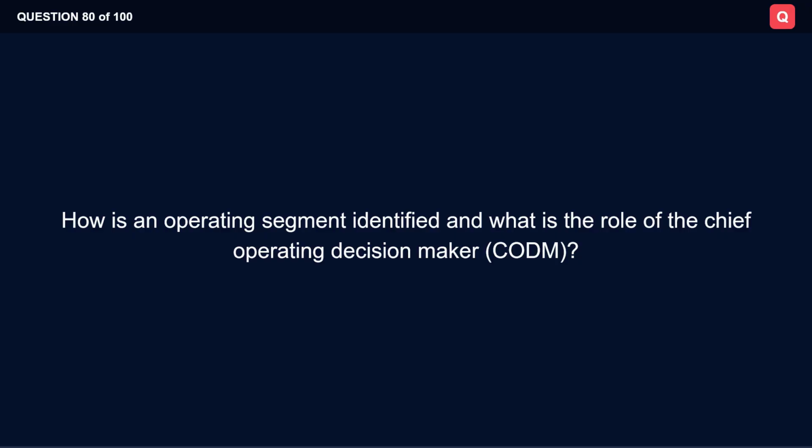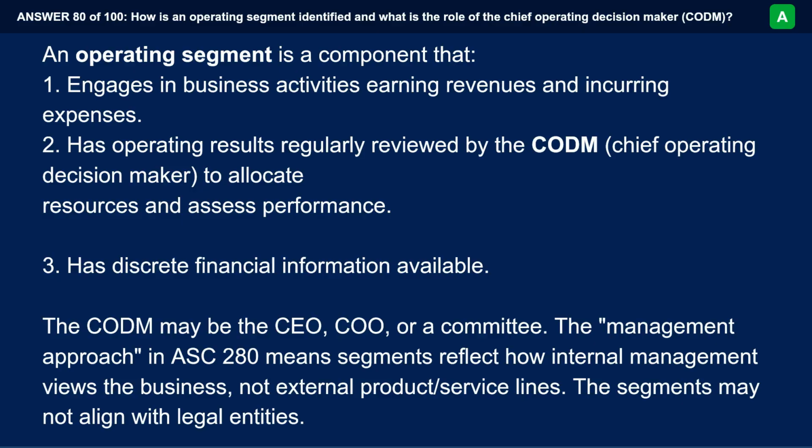How is an operating segment identified, and what is the role of the Chief Operating Decision Maker, CODM? An operating segment is a component that 1. Engages in business activities earning revenues and incurring expenses. 2. Has operating results regularly reviewed by the CODM, Chief Operating Decision Maker, to allocate resources and assess performance. 3. Has discrete financial information available.